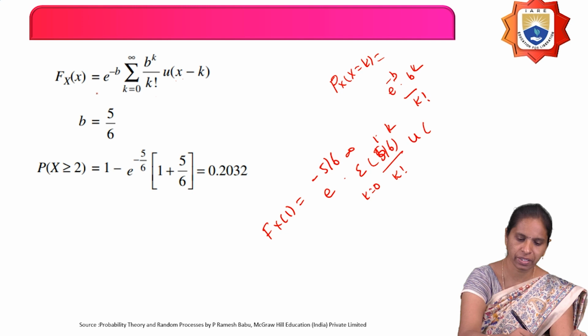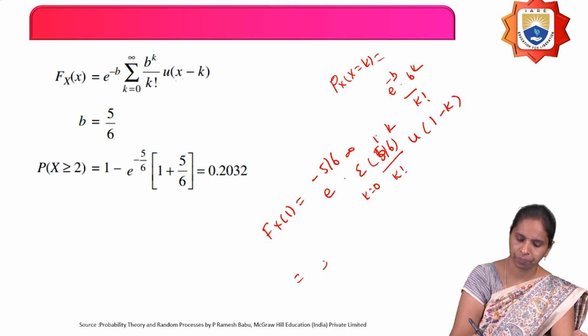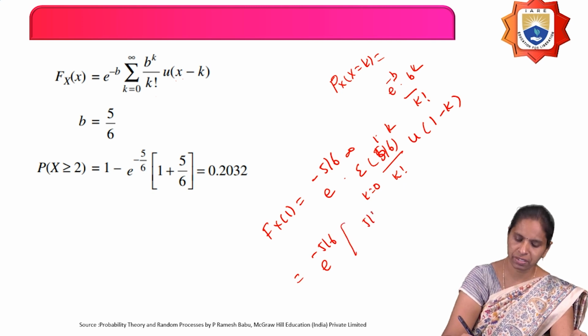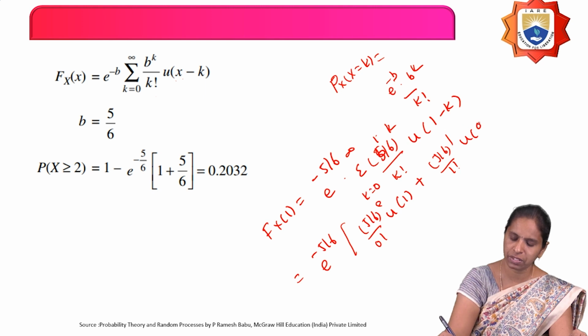In place of x here we have 1, so u of 1 minus k. If you expand this summation, then you get 5 by 6 power 0 by 0 factorial, for k equals 0, into u of 1, plus 5 by 6 power 1 by 1 factorial, for k equals 1, into u of 0.